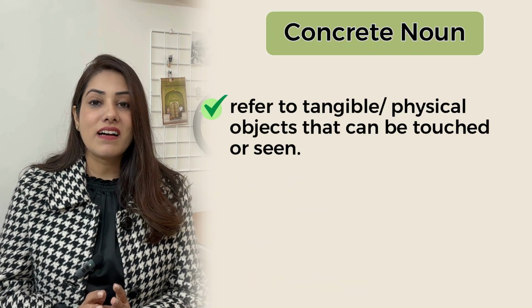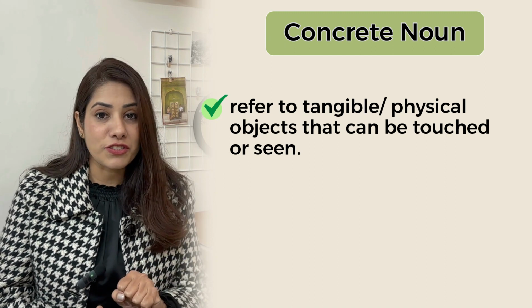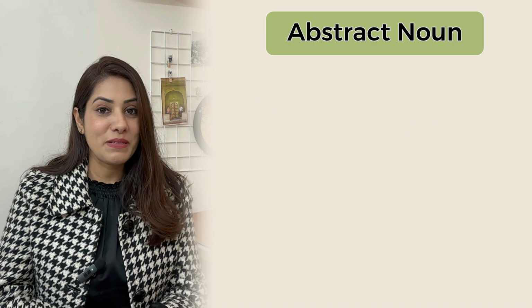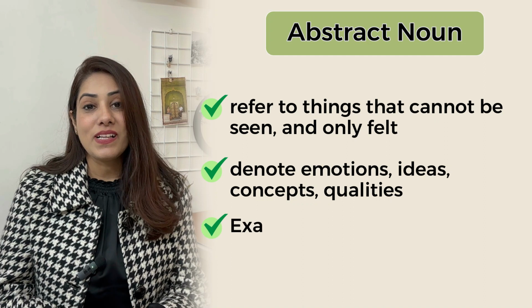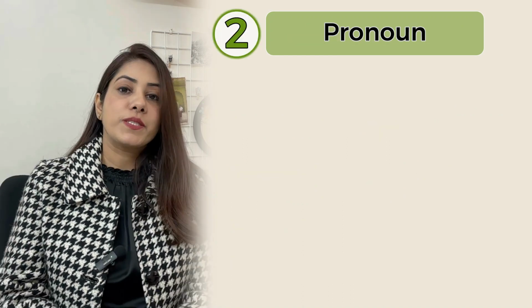Concrete nouns refer to tangible physical objects that can be touched, like table, book. Abstract nouns denote emotions, qualities, ideas, concepts. Example, love, courage, honesty. Pronouns.